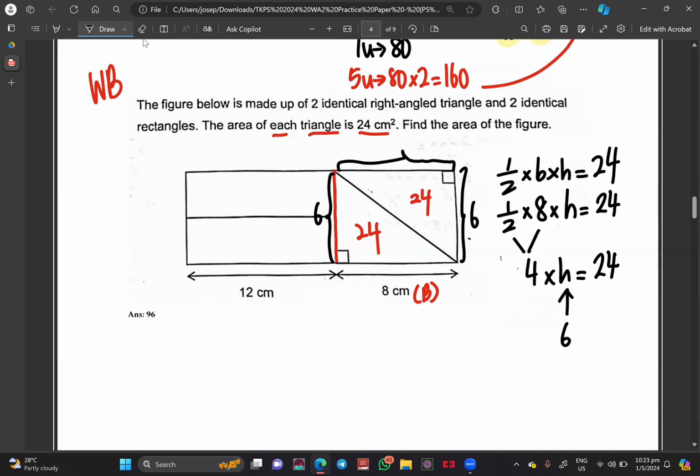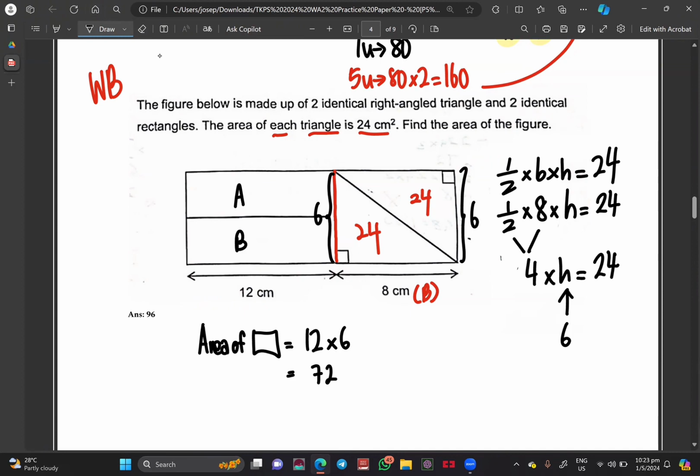Now, once you're done with that, the question says, I want you to find the area of the figure. Now, the area of the figure is basically everything over here. So to find the area of the figure, very simple. You can either find it all together or find it part by part. What I like to do is find A and B together. I can just simply put that as area of rectangle. So that is basically 12 times 6. When I do 12 times 6, I get an answer of 72.